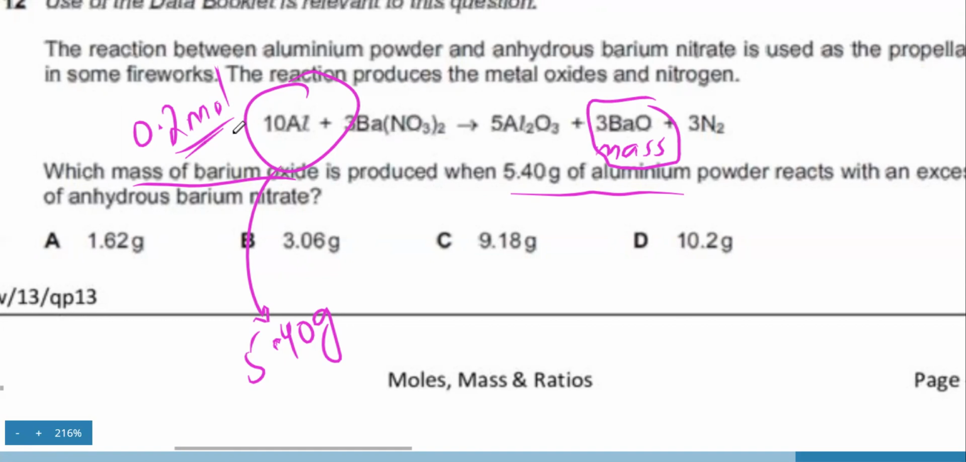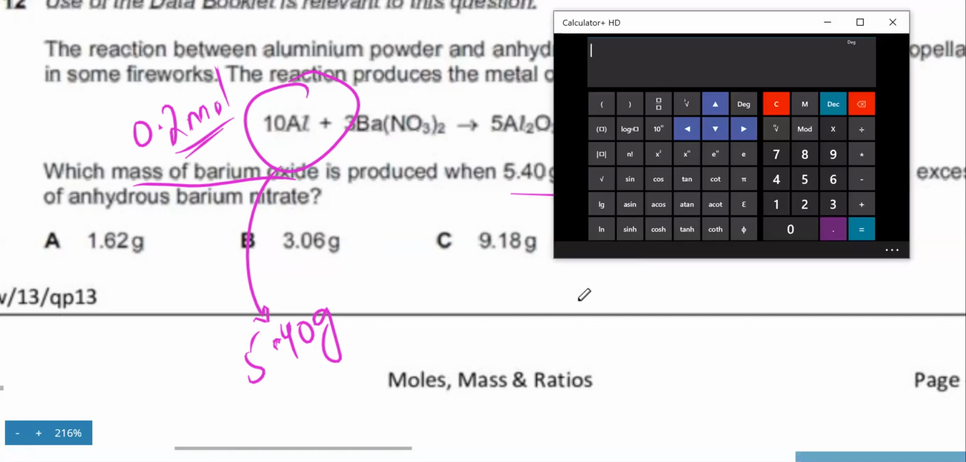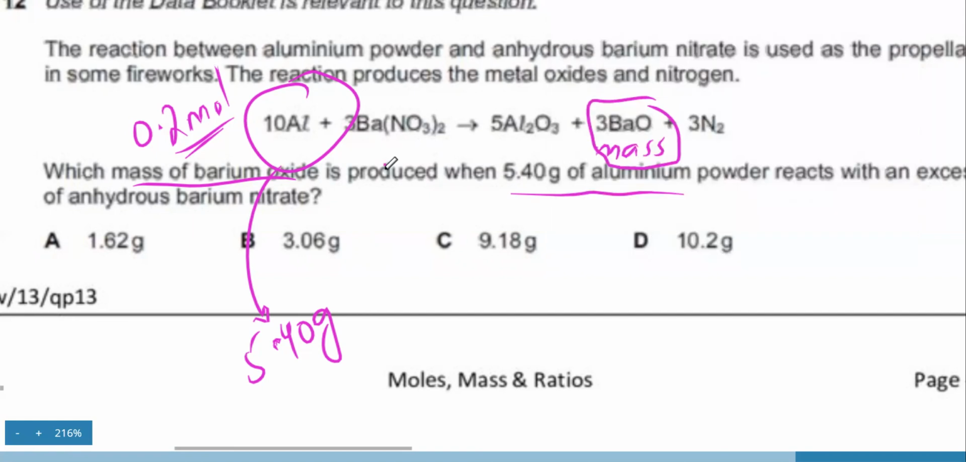How would you find it? The ratio would be 0.2 divided by 10 into 3, so that's what I did. What's 0.2 divided with 10 into 3? I got 0.06. 0.06? Yeah. Okay, I think that makes sense. Yes, 0.06 moles. Then find the mass.